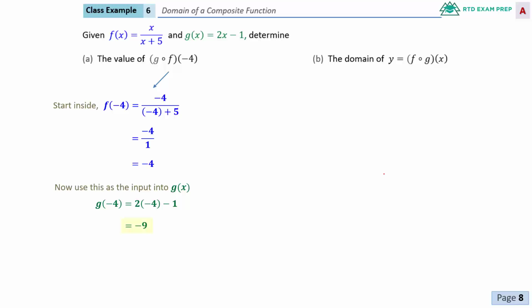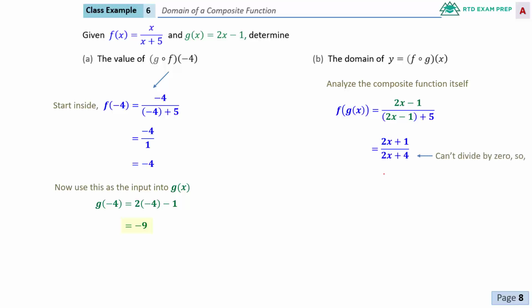In part B, we want to know what is f of g of x. Here, f of x is x over x plus 5. And in place of each of those x's, we're going to input 2x minus 1. So it's 2x minus 1 over 2x minus 1 plus 5. We'll simplify the numerator and denominator and find now that we have a rational function. This means we have to watch out for non-permissible values coming from divisions by 0. And so 2x plus 4 cannot be 0 and x cannot be negative 2.